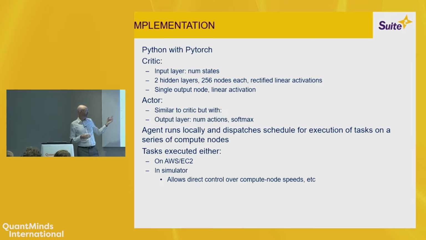The agent runs locally on our computer, and then dispatches the schedule for execution of the tasks onto some series of compute nodes on some sort of grid. And those tasks might be executed on AWS. When we do it in AWS, we use old-fashioned things like EC2, because that way we're not encountering any of the elastic features of AWS. Once you start encountering those, it becomes very hard to determine how much of the performance is driven by your algorithm and how much is driven by what AWS is doing in the background. So with EC2, we can have a fixed number of nodes, and then we can at least understand the results.